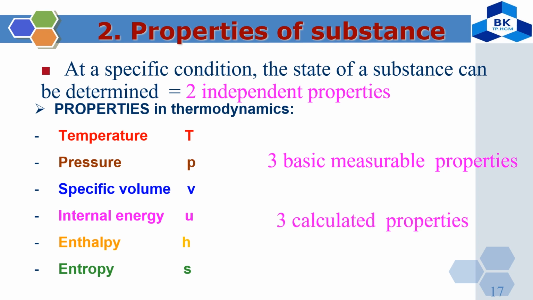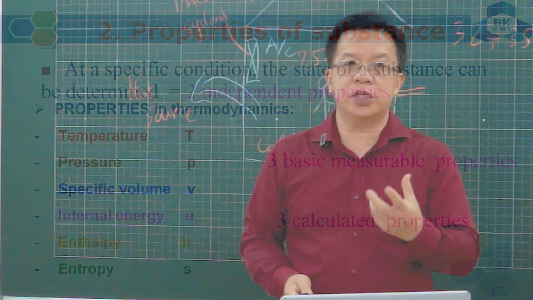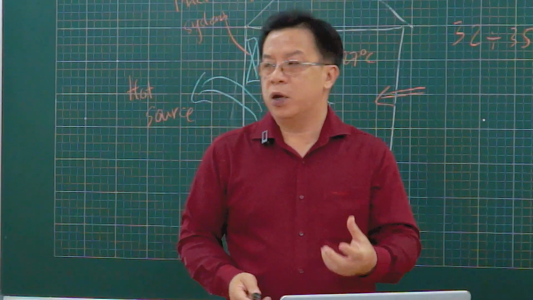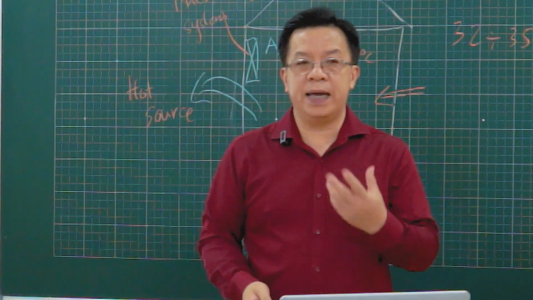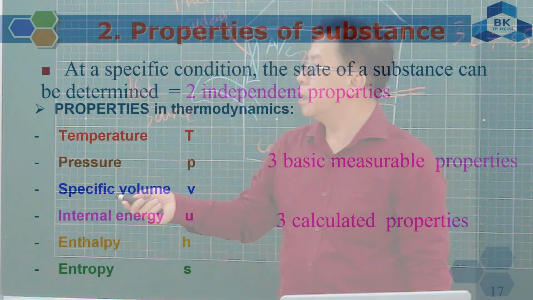Whereas the three other ones are the internal energy, enthalpy, and entropy. These are the three calculated properties. That means we cannot measure internal energy. We cannot measure the enthalpy. We cannot measure the entropy. We can only calculate them. All right.